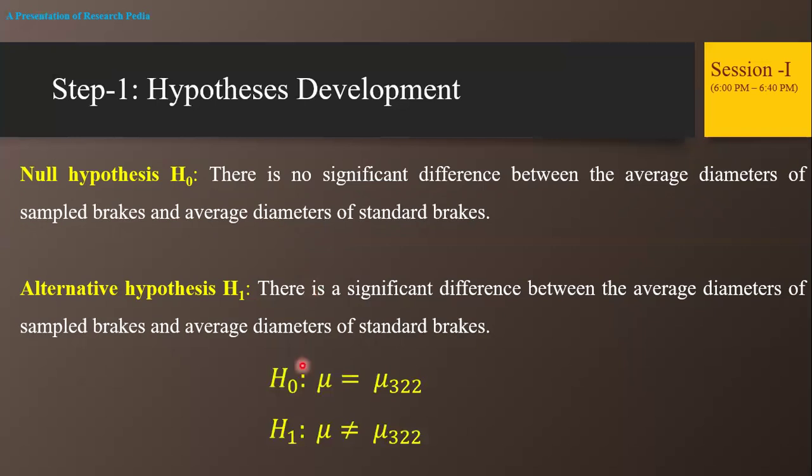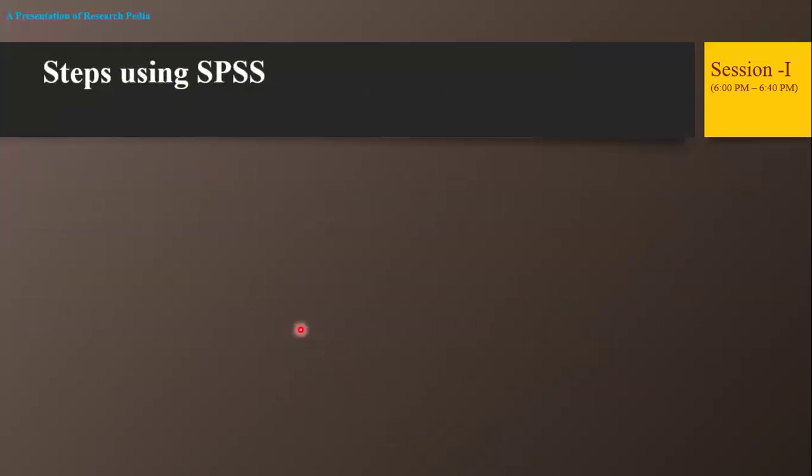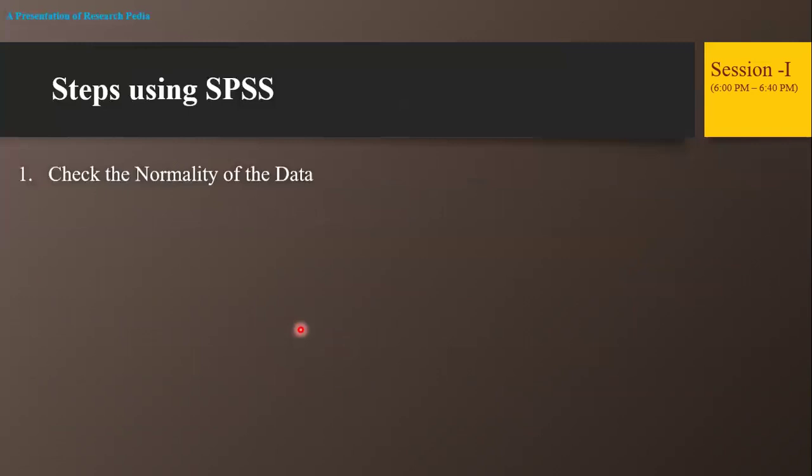In technical terms, we may develop the hypothesis like this: mu is equal to mu 322, where the first mu without any value is basically the mean of our sample data, while the mu with 322 is the mean of our standard data or population data. So we will analyze this hypothesis. Let me show you the SPSS procedure.